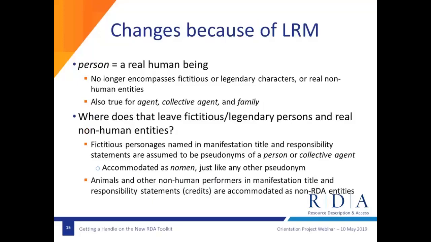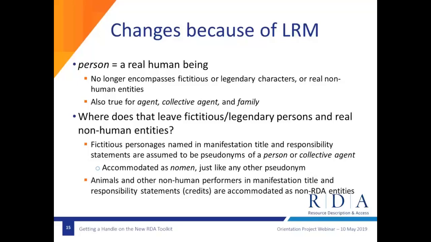There are also changes because of LRM. I alluded to this. Person now must be a real human being. So unlike in the original toolkit, we don't have that category encompassing fictitious or legendary characters or real non-human entities. And because of the way LRM and RDA are structured, this characteristic of being a real human being has to also apply for agent, collective agent, and family. Now, this doesn't change the fact that we still have represented in our things that we're cataloging fictitious and legendary persons and real non-human entities. So how do we deal with that in the new model?